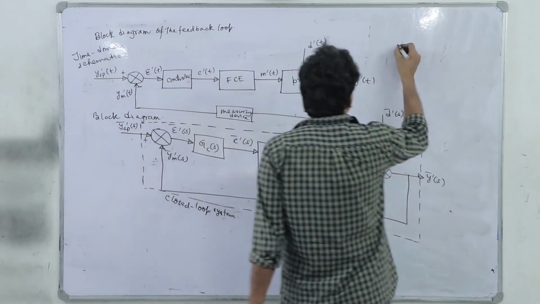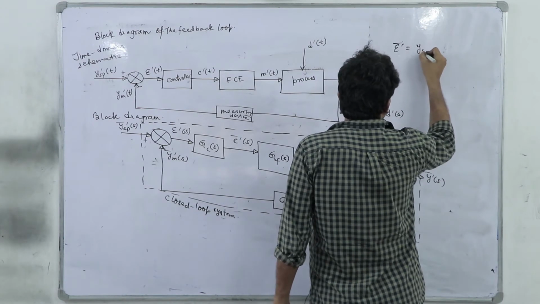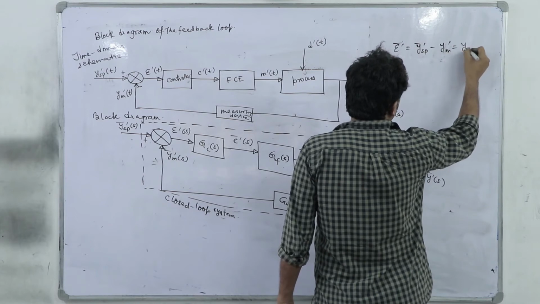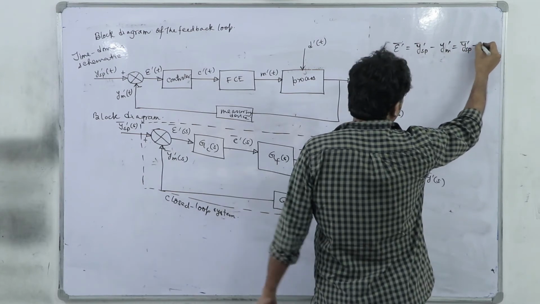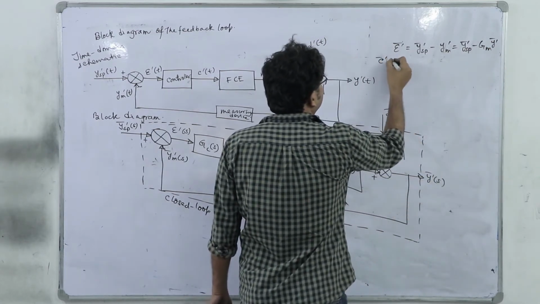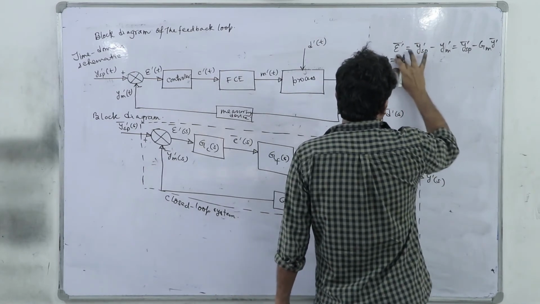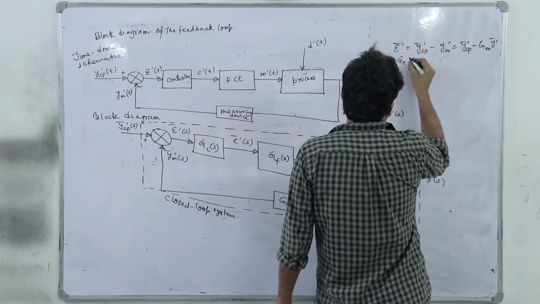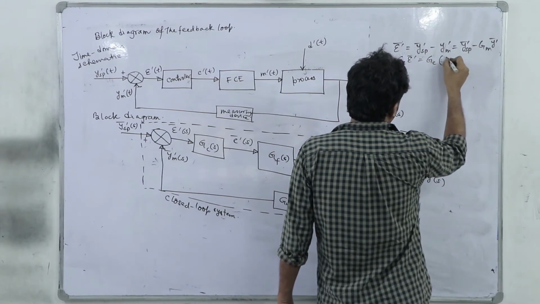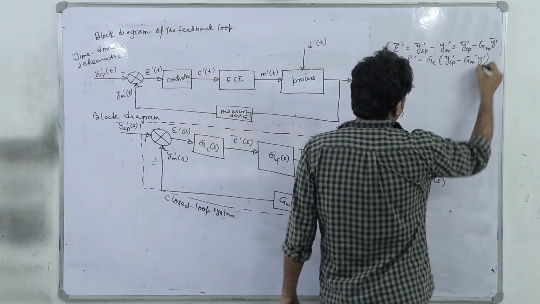Now you see epsilon prime bar is basically ysp prime bar minus ym prime bar. Now ym prime bar is what? Gm into y prime bar. Now C prime bar is Gc into epsilon prime bar. So it is Gc into (ysp prime bar minus Gm into y prime bar), right.